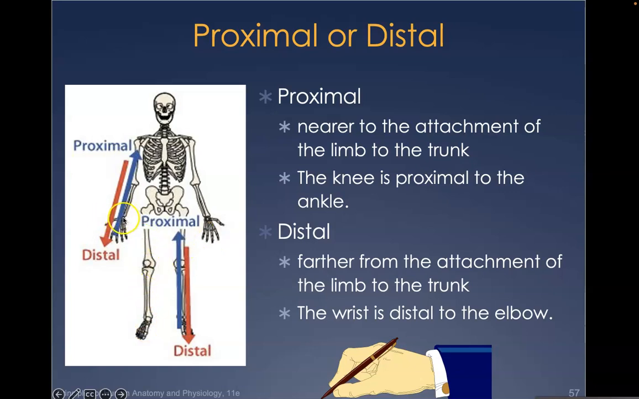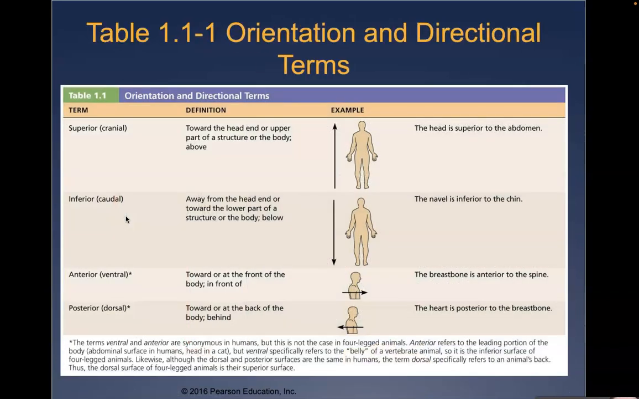You can do the same thing with the wrist and the elbow, right? So the wrist is going to be more distal to the elbow, and the elbow is going to be more proximal than the wrist. So when we use these directional terms, we're usually referencing two different parts of the body in comparison to each other. Okay? So make sure that you get really comfortable with these terms.